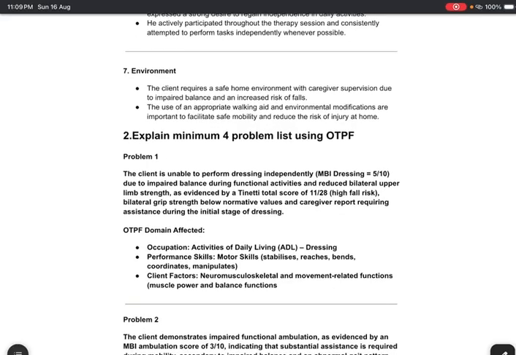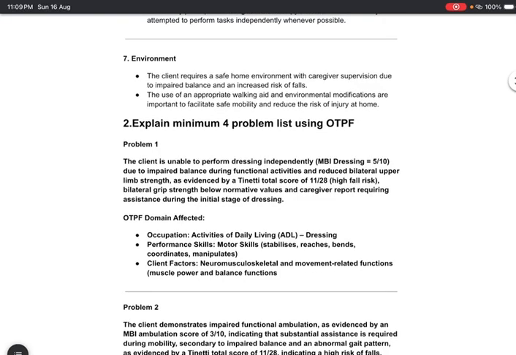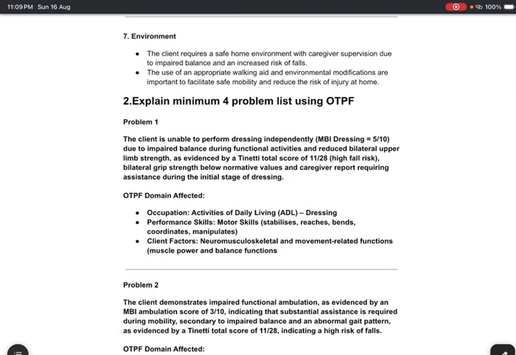And then, based on the information gathered from the assessment, I identified 4 main occupational performance problems using the occupational therapy practice framework. The first problem is that Mr. K is unable to perform dressing independently. This is evidenced by his MBI dressing score of 5 out of 10. His dressing difficulty is related to impaired balance and reduced bilateral upper limb strength, which are supported by his Tinetti score of 11 out of 28, and bilateral grip strength below the stated normative values.